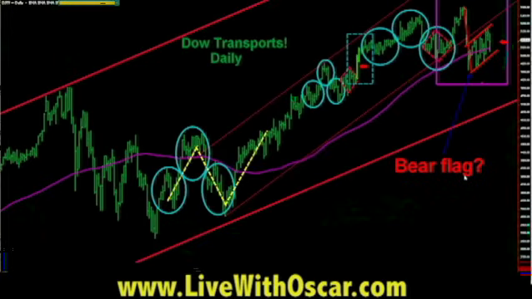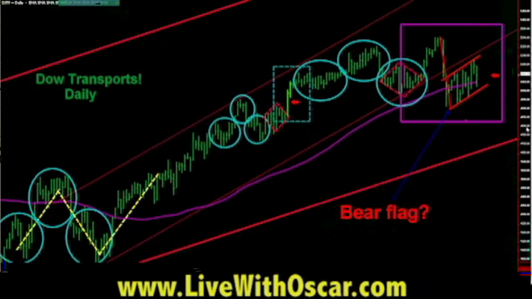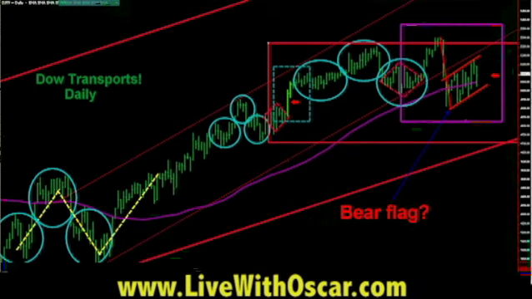Now we look at the transportation average. This is the leader of U.S. indices. When you look at the transportation average, traders, there's no real argument right now for a bull flag unless you try to draw a tremendous bull flag encompassing almost this whole area right here. But I don't know that that's what we're looking at right now. I think that's a bit of a stretch of the imagination.